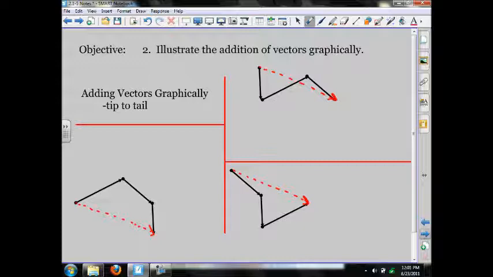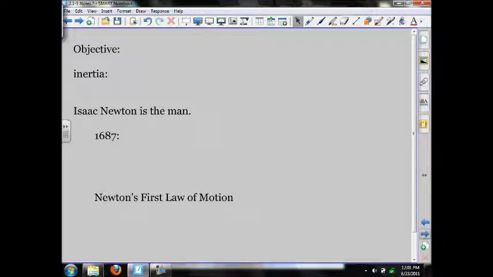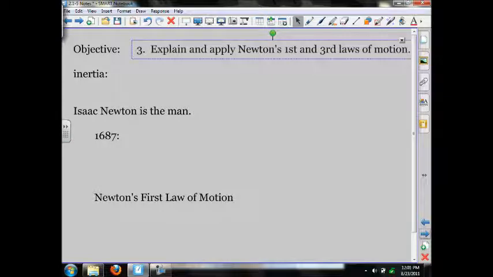Questions on that? That's really about all we do with adding them graphically. There's not a whole lot to do. Other than using a protractor and a ruler, it makes a lot more sense to do it algebraically and break it down. All right. Newton's laws.